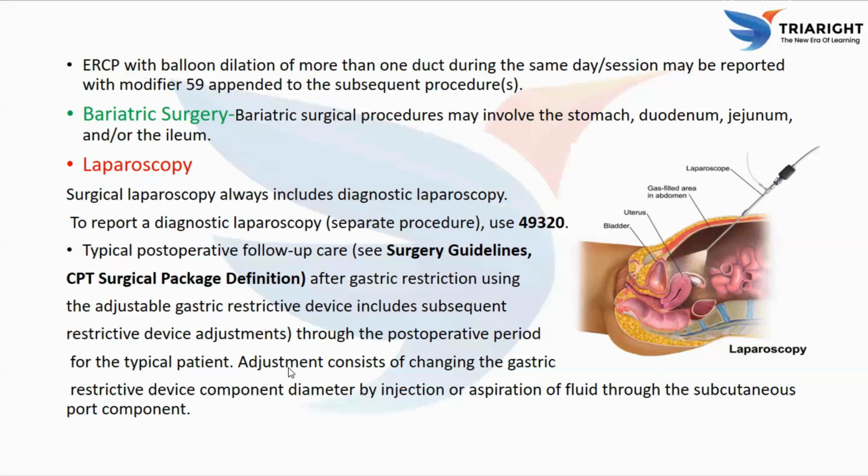It's changing the band diameter by injecting fluid or aspirating fluid. It is done via the subcutaneous port. So what is the important coding rule here? These routine adjustments are not separately billable. They are included in the global period. So this is about bariatric surgery and laparoscopy.